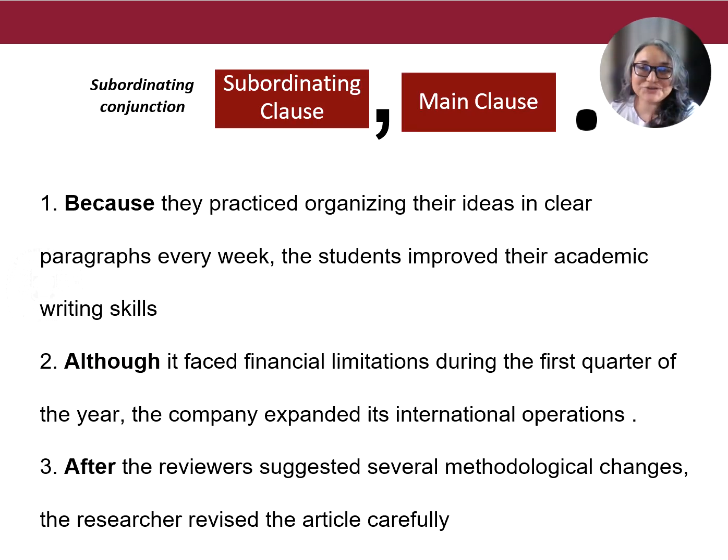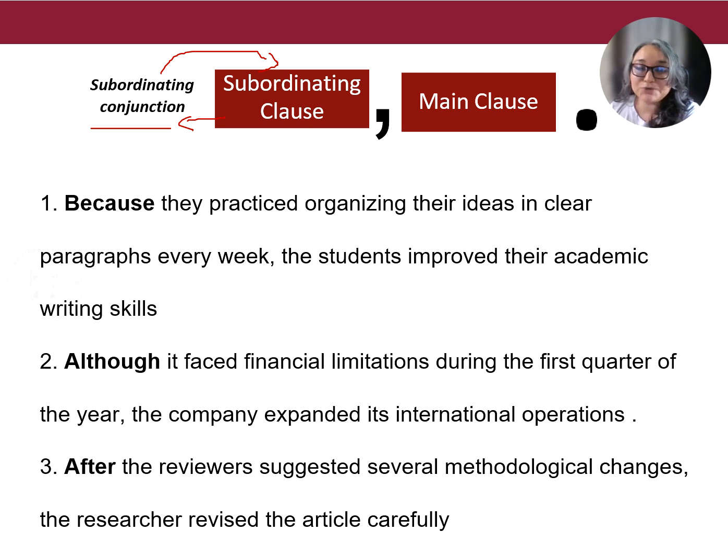Here you will see the structure of a complex sentence. A complex sentence might start with a subordinating conjunction. And since you have the subordinating conjunction, the sentence that goes after the subordinating conjunction is considered the subordinating clause. It is subordinating because it is connected to the subordinating conjunction.